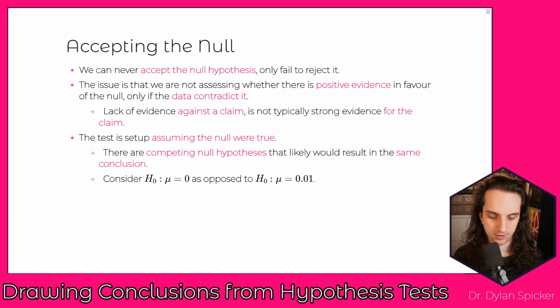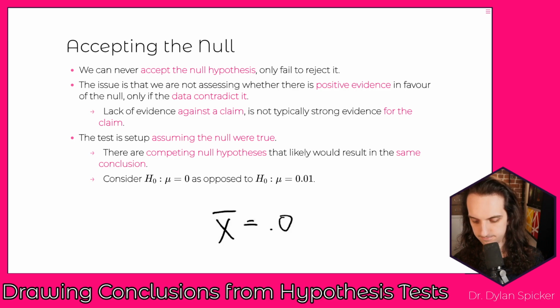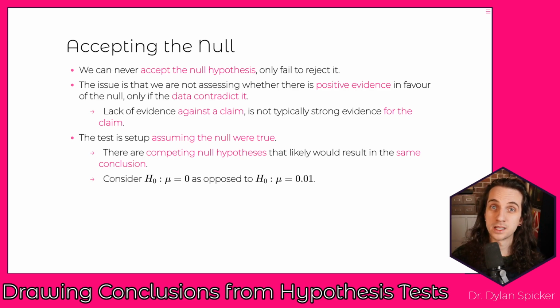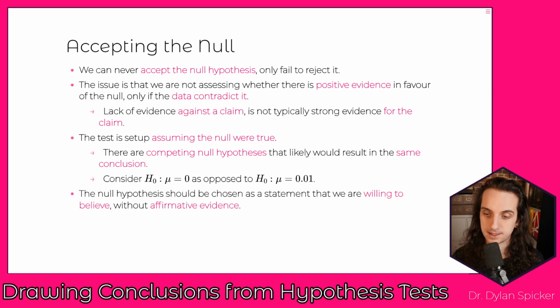So if we imagine, for instance, observing x bar equals something like 0.05, then we're halfway between these points. Any conclusion we make about mu equals 0 is also going to hold about mu equals 0.01, or almost certainly, depending on the test. And so in this case, if we had chosen to accept the null hypothesis, what's the difference between accepting mu equals 0 and mu equals 0.01? And so we're not building up evidence in favor of this. We're just looking to see if there's evidence that contradicts it, okay?